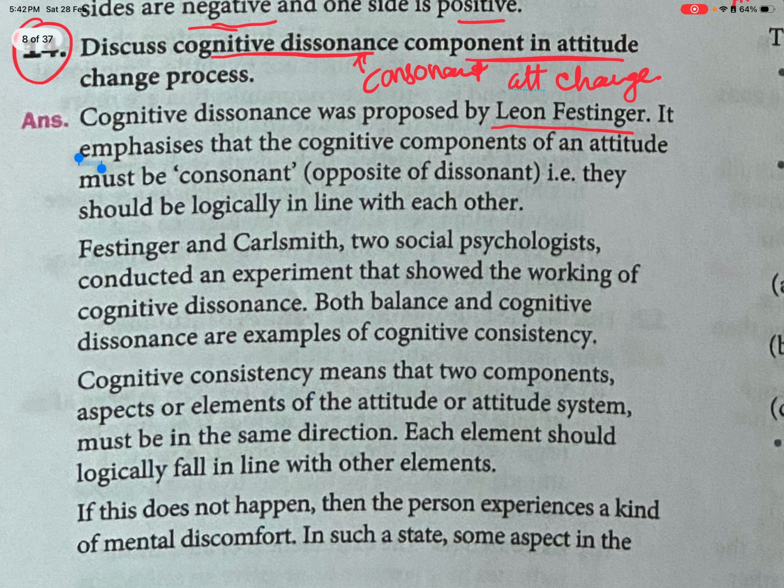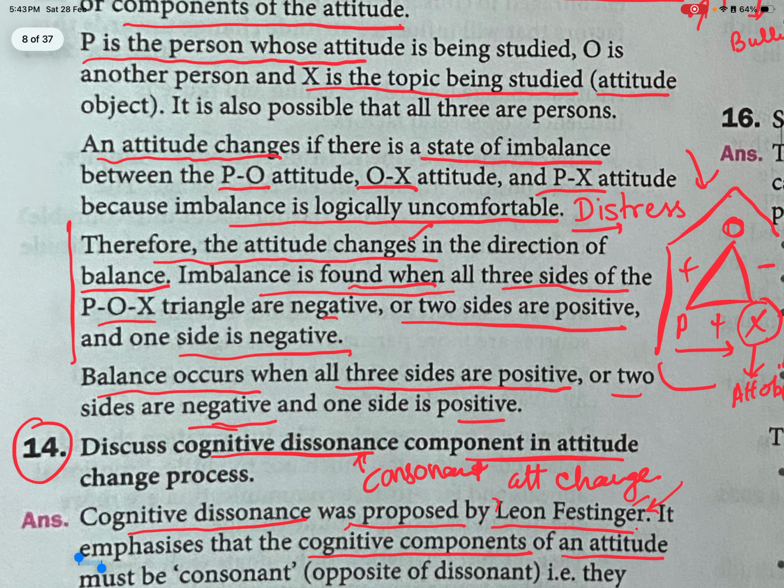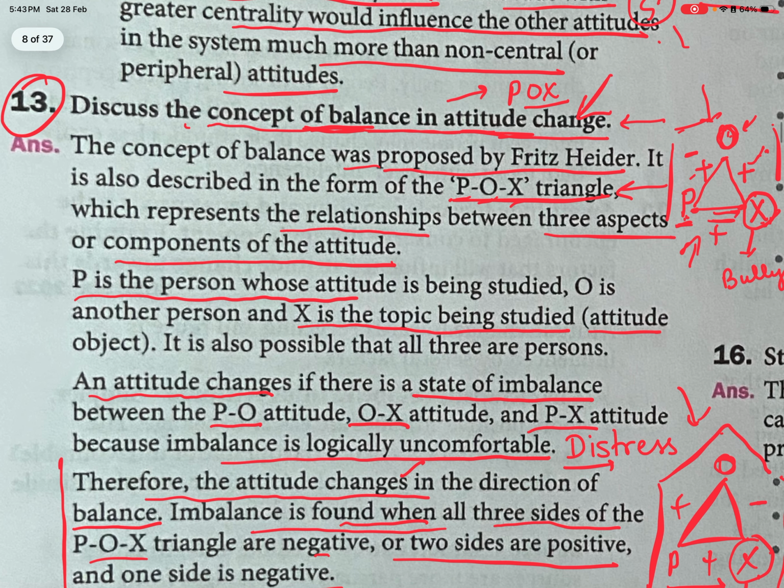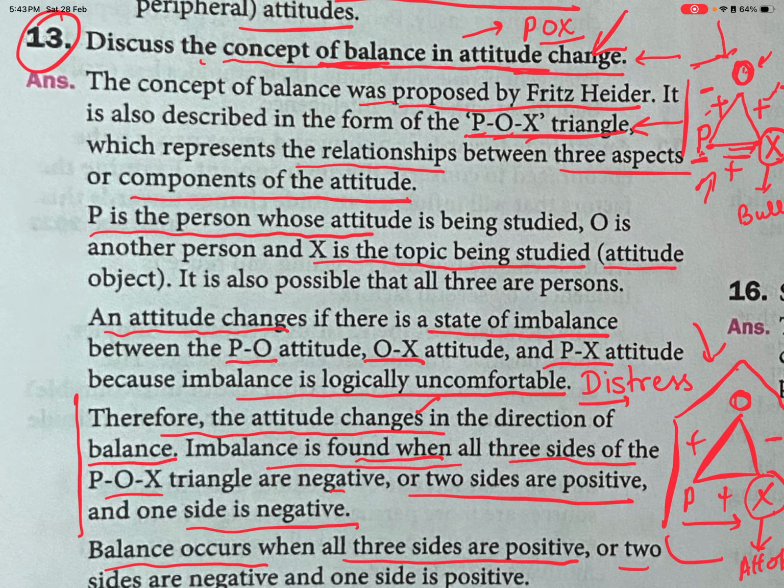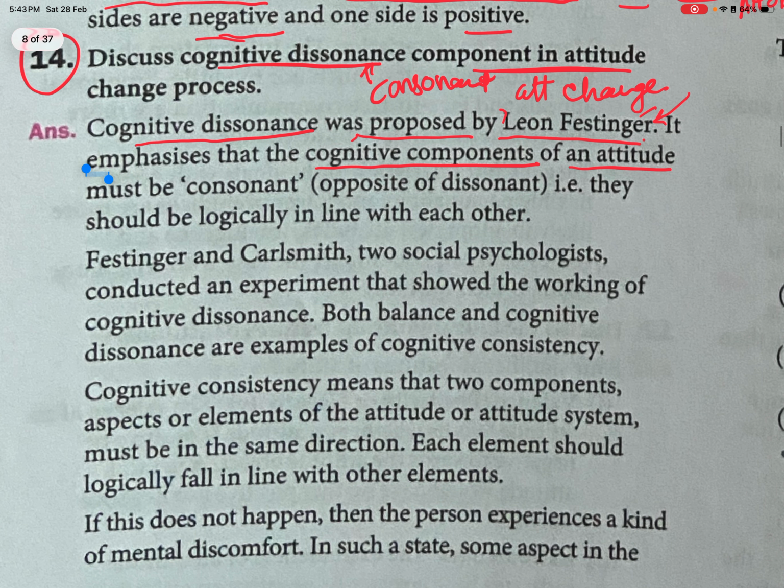This was proposed by Leon Festinger, because Festinger actually believed in the cognitive components of an attitude. So here he actually emphasized on the cognitive dissonance. Where there is cognitive dissonance, then there will be an imbalance. So cognitive dissonance was proposed by Festinger, Leon Festinger. You always have to give the name of the psychologist who has actually proposed the models, right? So Fritz Heider and Festinger.